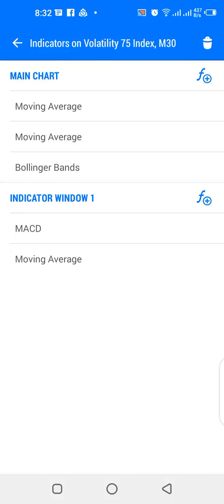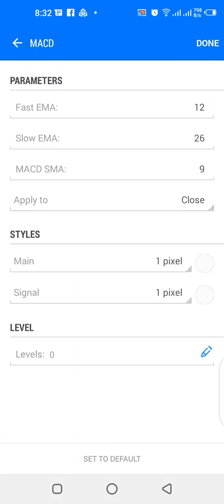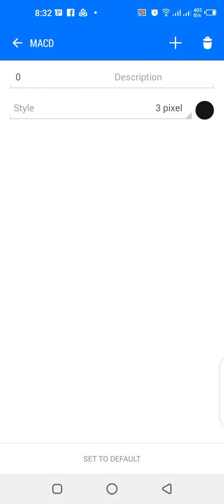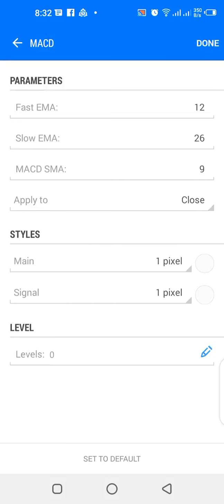Then for indicator window 1 I have MACD. Let's look at the settings. The fast EMA is 12, slow EMA is 26, MACD SMA is 9, applied to close. Now the color will match the background color. Okay, the levels, just 0 level.